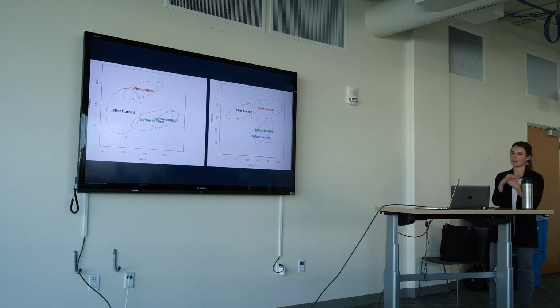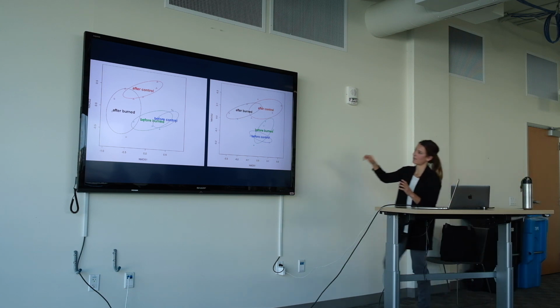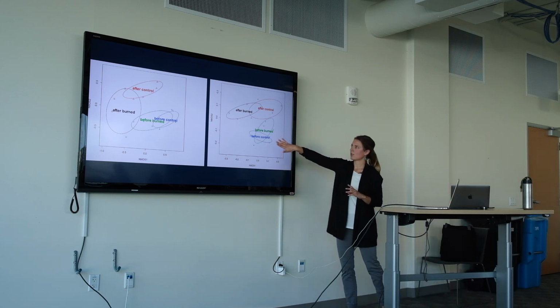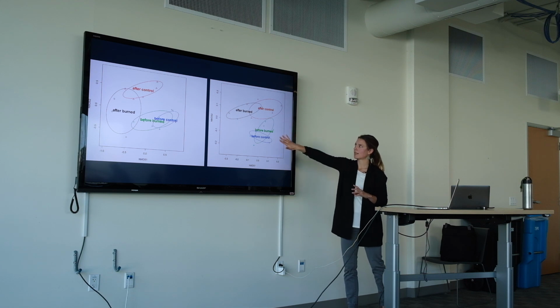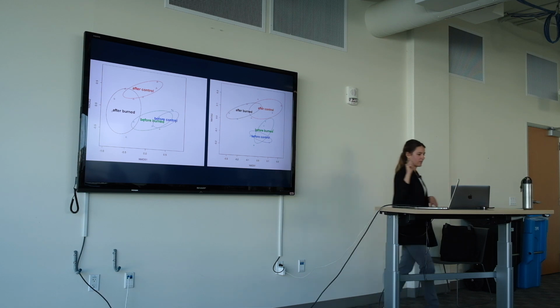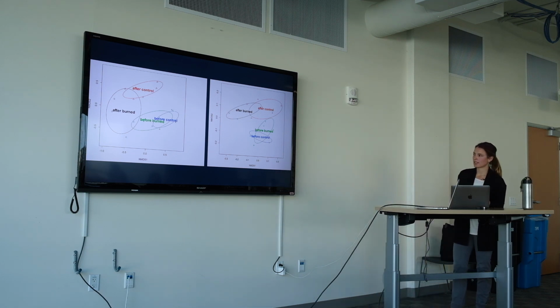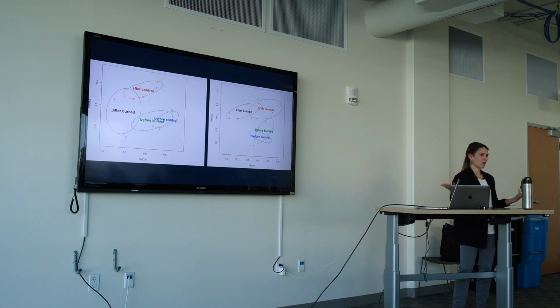So these are the results of the NMDS with 2002 on the left and 2003 on the right. And so you can see that we have before at the control sites, before at the burn sites, and then after burned, after control. So you can see that the before sites, whether they were burned or not, are overlapping, and that makes sense because they weren't burned at that point. These were just a bunch of fairly similar sites.